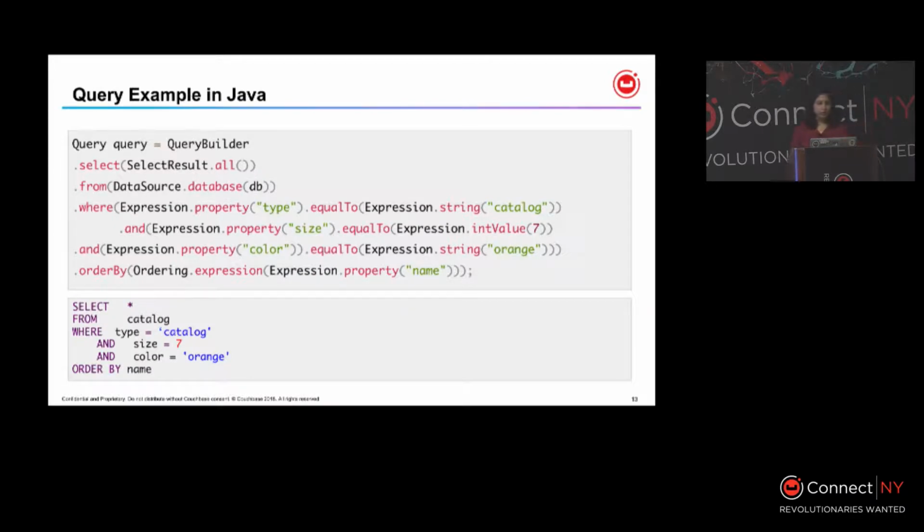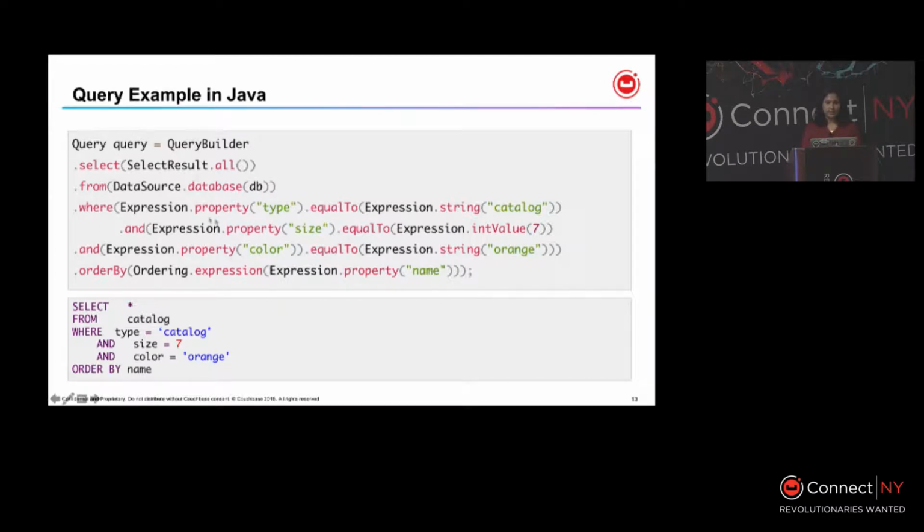Here's an example of a very simple query API in Java. You have a select class, and you're saying select. SelectResult.all is basically requesting all the properties from all the documents that match the specific query. So you select from your specific data source, and then you can have a where clause where you can have any logical combinations of your query expressions.